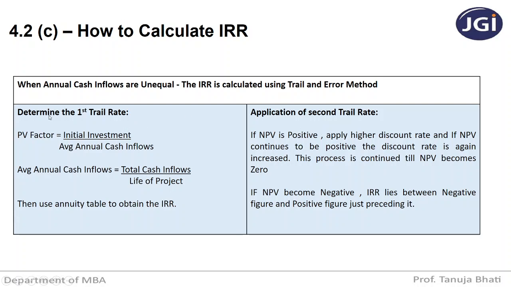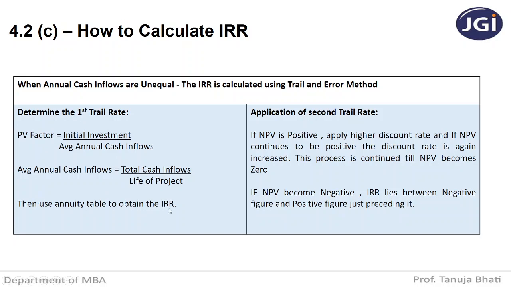So for the first rate, how will you know which rate of return to start from? Again, use this formula. PV factor is nothing but initial investment divided by average annual cash inflows. Now, what is average annual cash inflows? That is the total inflows divided by number of years. Suppose you have cash inflows for 5 years, each year different. You will take the total of cash inflows of all 5 years and divide it by 5. Then you get the PV factor and then you use the annuity table to obtain the IRR.